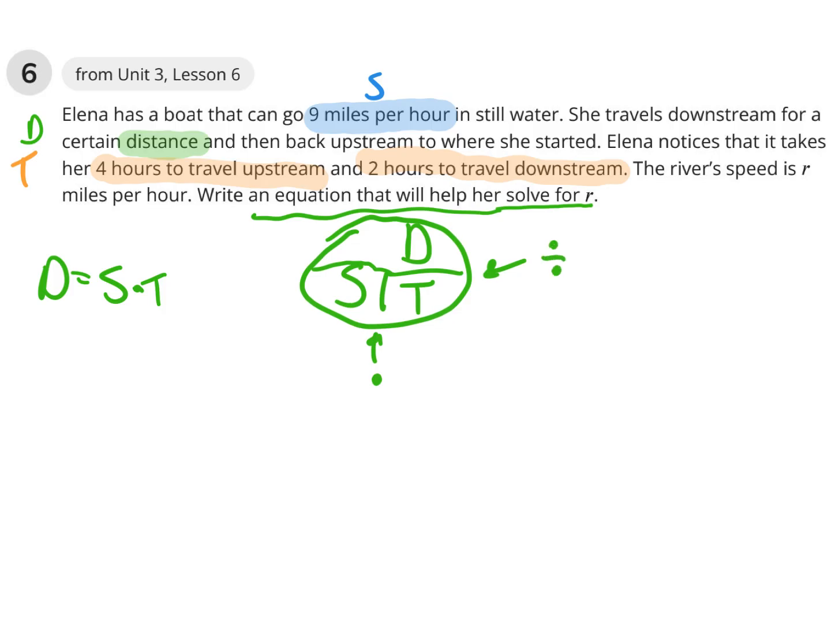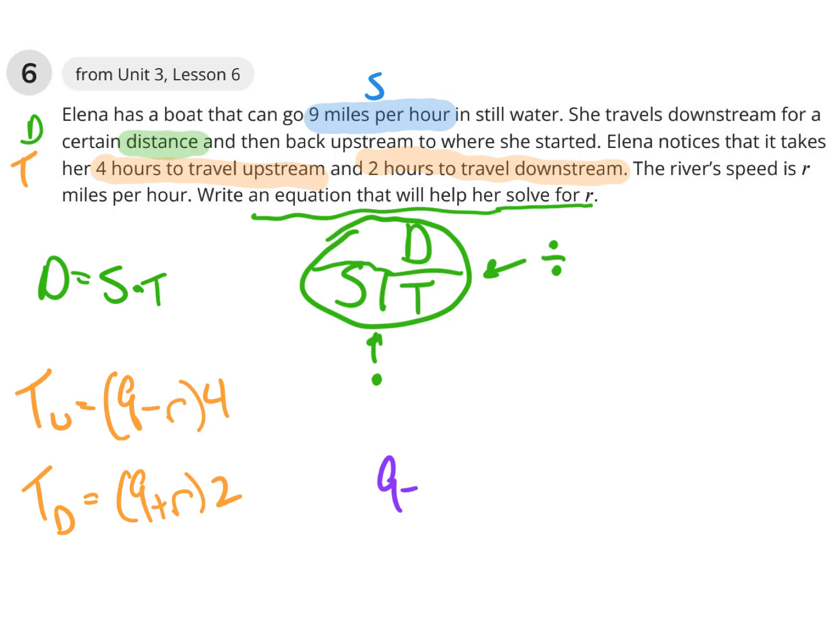So let's start with our time upstream. Our speed is 9, but we're going upstream, so we've got to subtract the current, times the time, which is 4. Our time downstream is 9 plus r, because we're going with the current, times 2, which is the time. Now, since we had the same distance, we're going to set these equal to one another. 9 minus r.